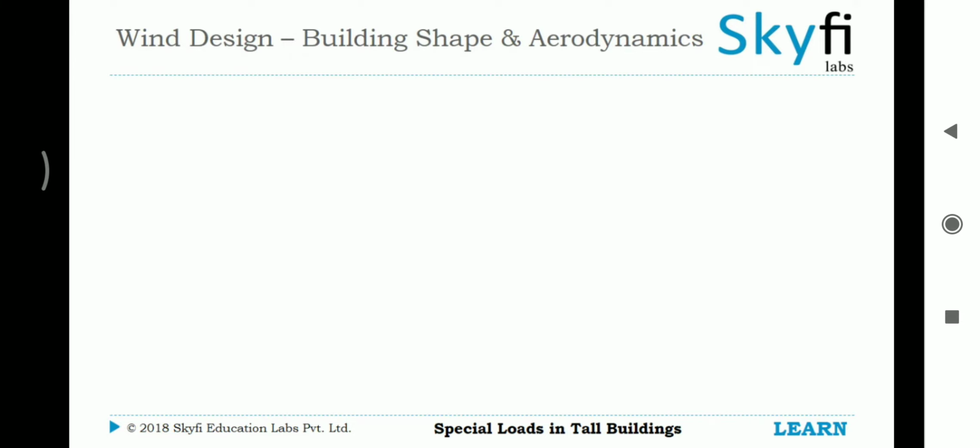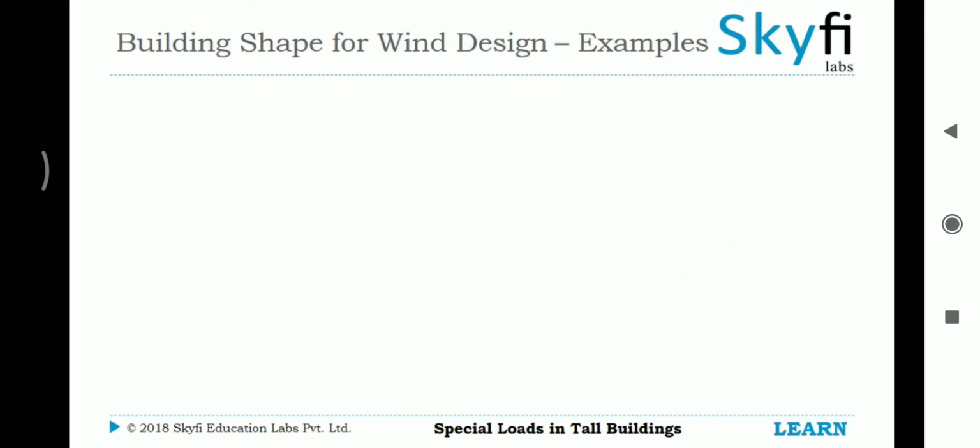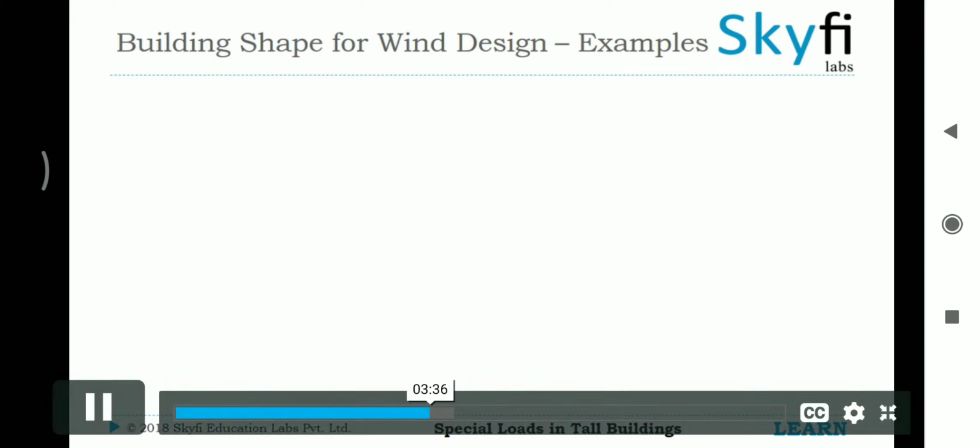This is why engineers are constantly coming up with innovative building shapes and designs, which can reduce these effects of wind on the building. These are some of the modifications done in building shapes to enhance their performance against wind forces, by reducing the vortex shedding and drag. You must have noticed these unique shapes in some of the famous high-rise buildings in the world. Let's take a look at a few examples of buildings that have incorporated these shapes.